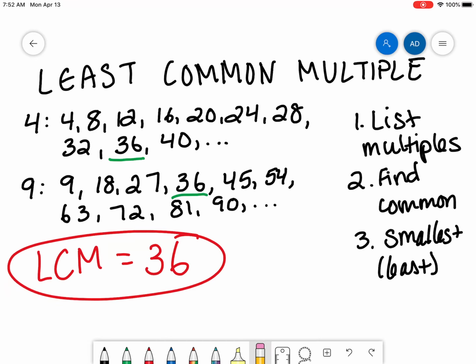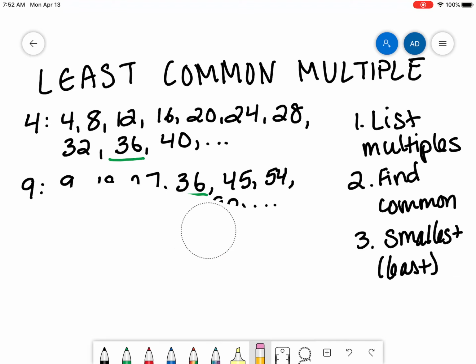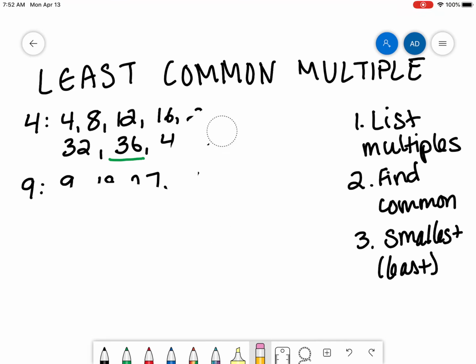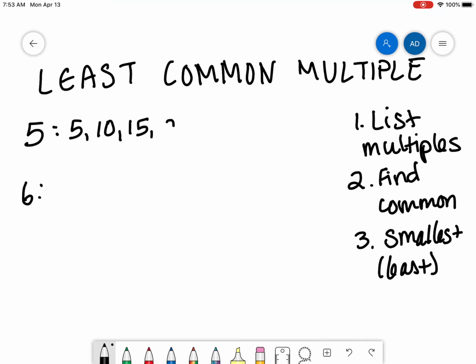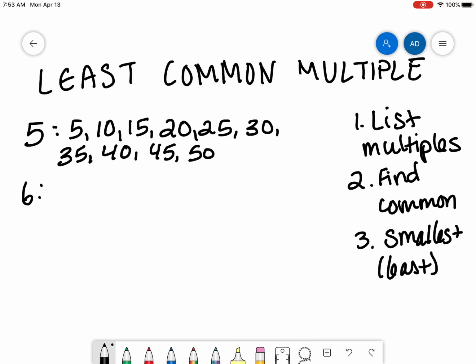Let's do one more example. We're going to do an example between, let's do between 5 and 6. List my multiples of 5. This should be super easy for you. 5, 10, 15, 20. Okay, find my multiples of 6.